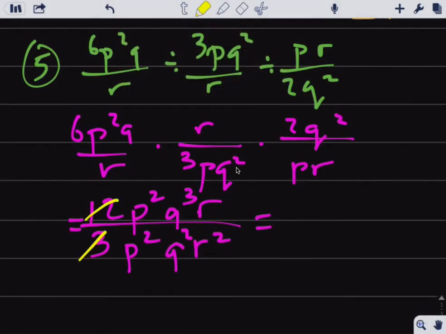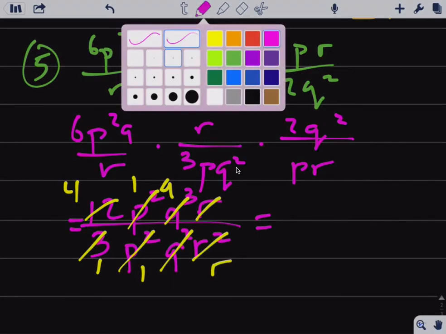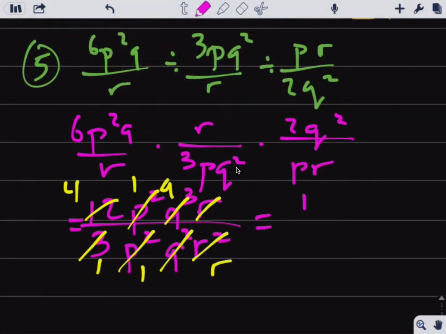Now we'll look at each piece. 12 and 3 reduce to 1 and 4. P squared, 1 and 1. Q squared, q cubed gives me a q on top. R and r squared gives me an r on bottom. So I end up with a 4q on top and an r on bottom. And that's your final answer.